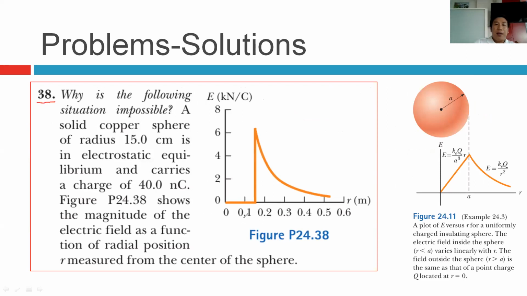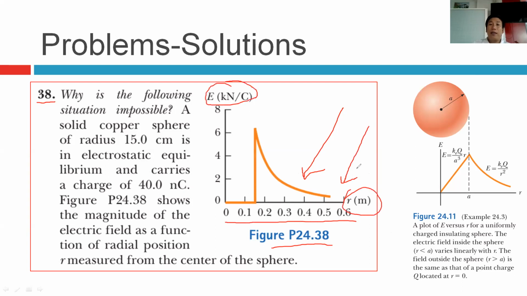In this problem, they give us a schematic, figure 24.38. This is the schematic that shows the electric field as a function of radius. Why is the following situation impossible? They provide us the information that the following situation is impossible, but they ask us why, so we need to explain.